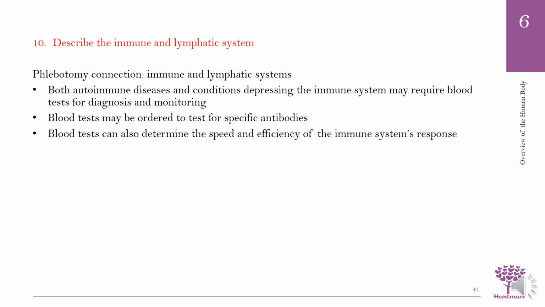In other disorders, the immune system either does not respond or does not respond enough to true threats from pathogens. This is called an immune deficiency. Blood tests can be used to analyze the presence or absence of particular antibodies. They can also determine the speed and the efficiency with which the immune system's response occurs.